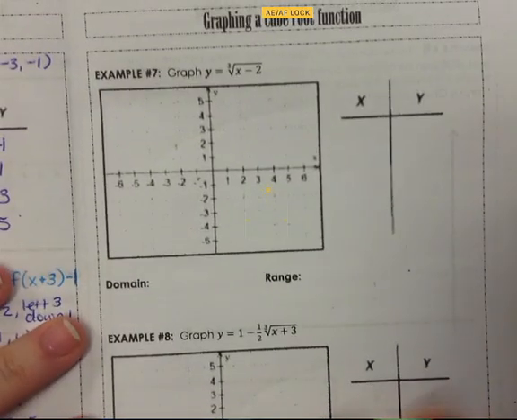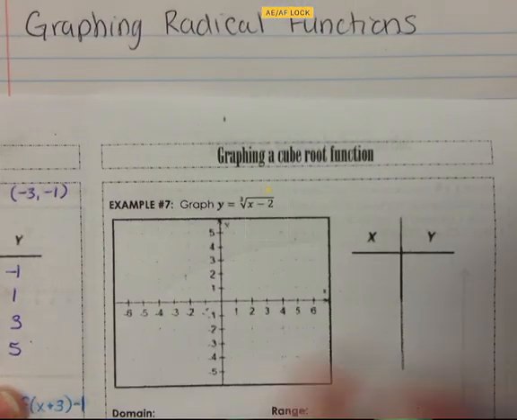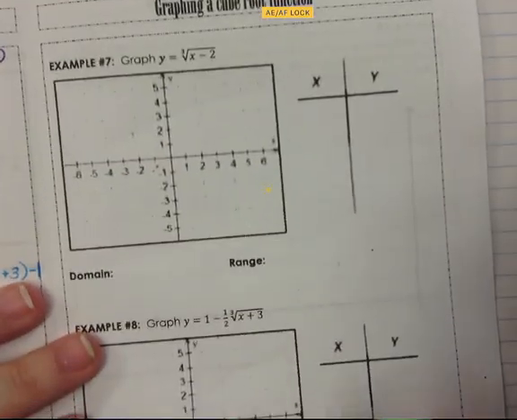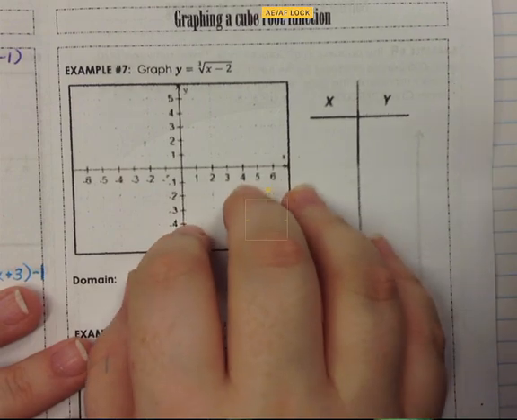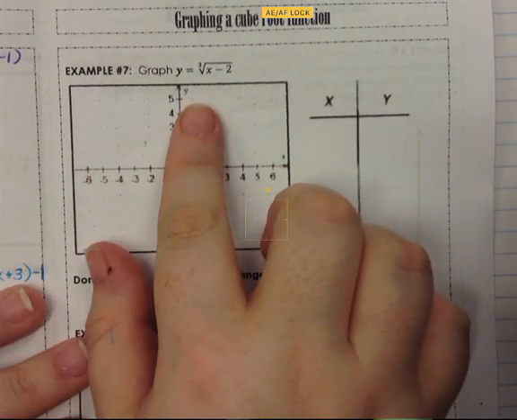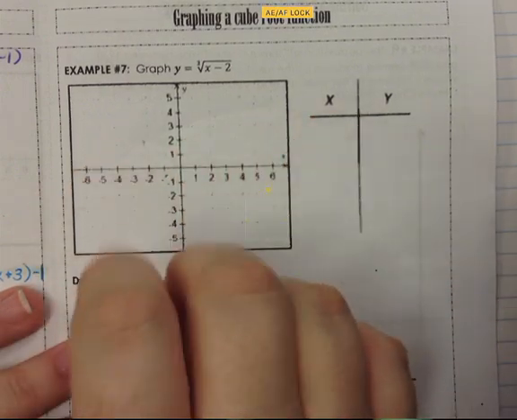This video is explaining graphing radical functions. I'm specifically going to be graphing cube root functions, so cubic root. We can still graph these in our calculator, but the difference between a cube root and a square root is that a cube root will actually keep going forever in both directions.